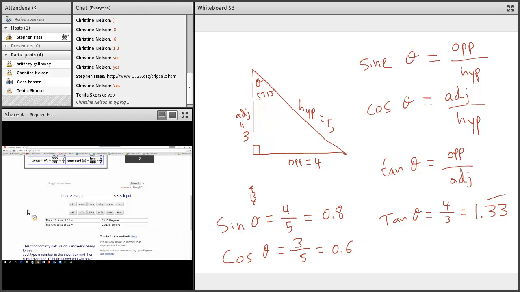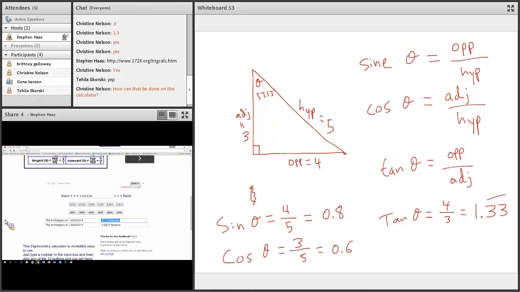Now let's do the tangent. The tangent was 1.333333, 1.3 repeating. And then if we press the arc tangent, in other words, we're looking for the angle that will give us this ratio, it'd also be the same. And of course, it is 53.13. No matter what we do, obviously, it's always going to be the same.